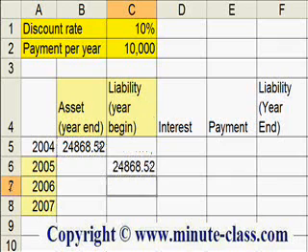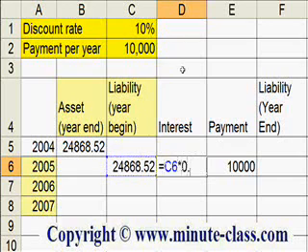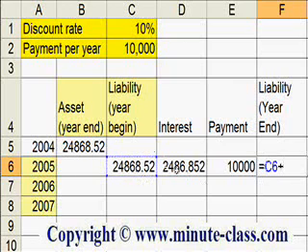So the liability begins with this. At the end of 2005, we pay 10K. Due to this discounting, the implicit interest we pay is equal to the beginning liability times 0.1, which is 10%. This is just like saying that we borrow this amount of money and then we have to pay this amount of interest by holding this money for 1 year, from the beginning of 2005 to the end of 2005. As a result, the liability at the end of 2005 is equal to the beginning liability plus the interest minus the payment. So you must memorize this equation.